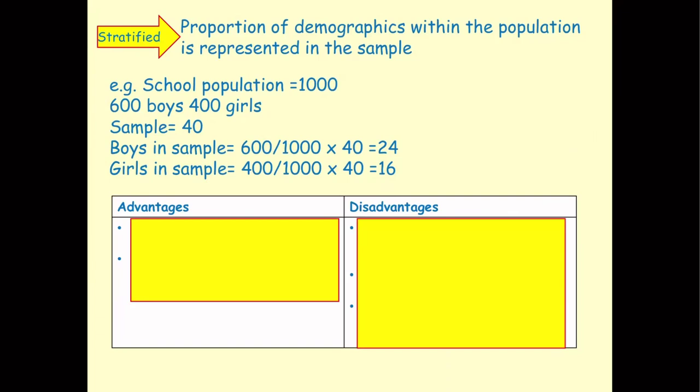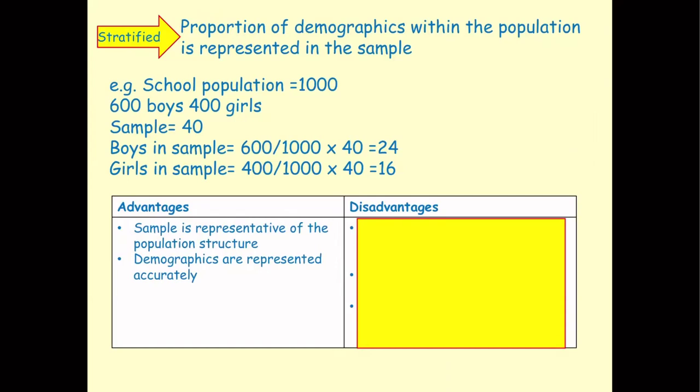What I then do is number all the boys from 1 to 600, number all the girls from 1 to 400, and use a random number generator to select 24 boys and then select 16 girls. Here the sample is representative of the population structure and the demographics are represented accurately. So if there's any results or anything I'm testing that might be dependent on gender, then at least my representation means that my result is therefore accurate.